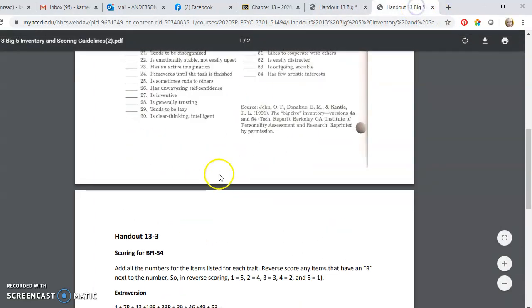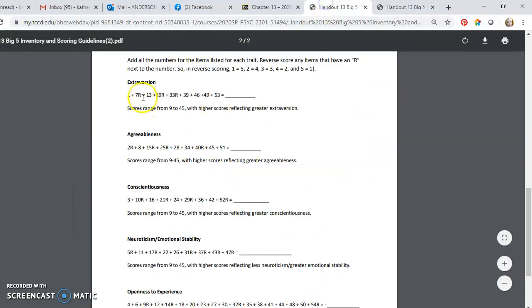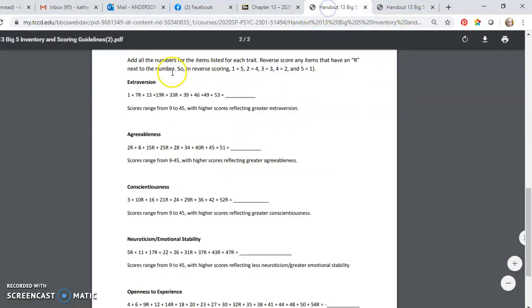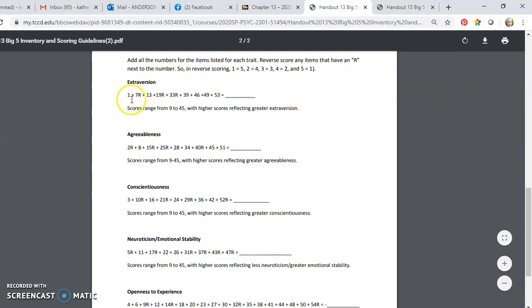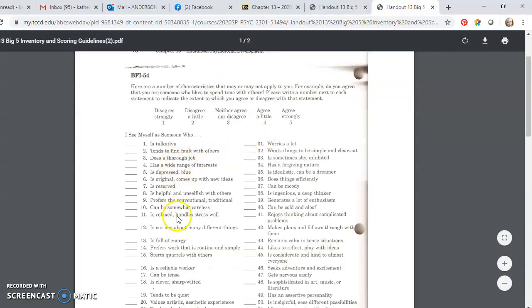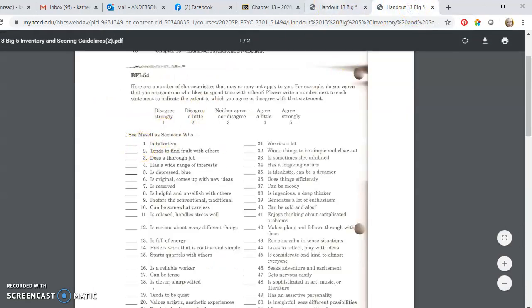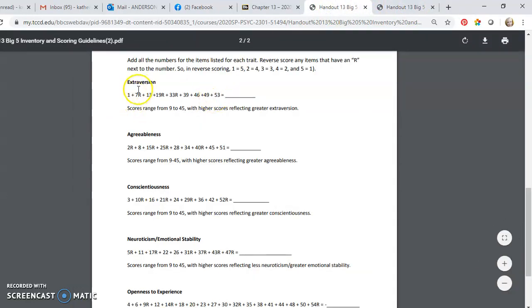So when you're taking this test, some 7 or 8 items are asking you about each of the 5 traits. Extroversion is items 1, 7, 13, 19, 33, 39, 46, 49, and 53. If you look at those items, I think you can see that they all relate to extroversion. So what I would do is go over here and say, all right, number 1, what did I put down for that? And number 7, and I would write it right above it. What did I put for that?